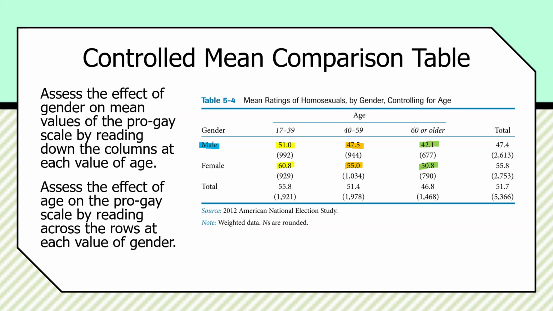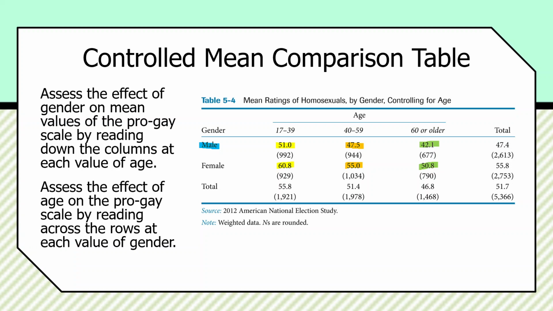So we assess the effect of the independent variable by reading down the columns. We would assess the controlled effect of the control variable here, age, by reading across columns. So for males, we would assess the effect of age by comparing 51 to 47.5 to 42.1, and we could make some determination about what happens to mean values of the dependent variable over the full range of the control variable. So let's analyze this.